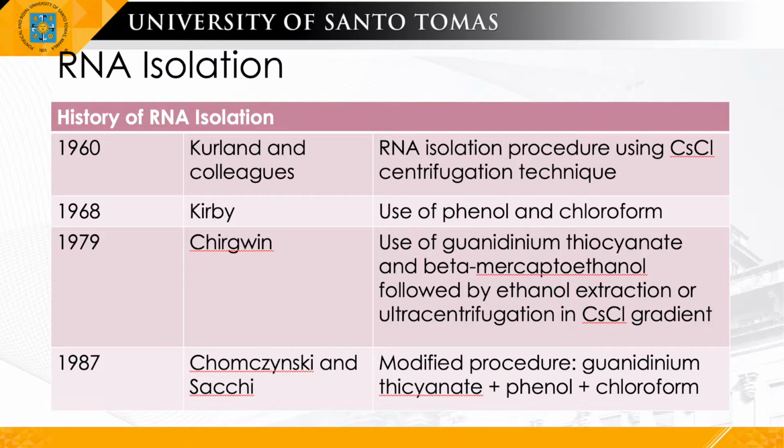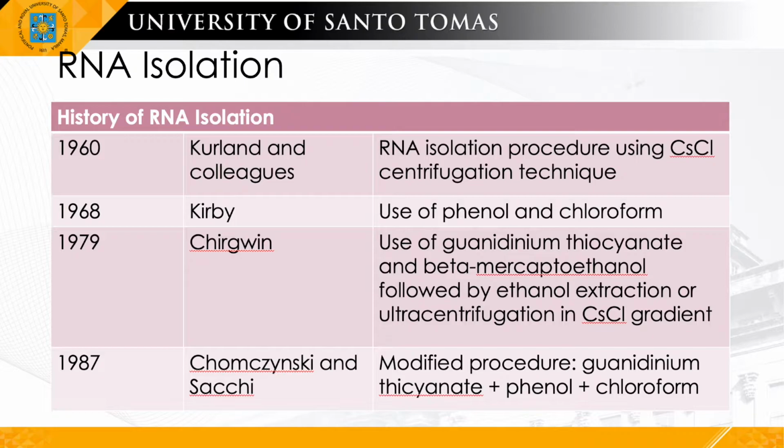So RNA isolation started in the 1960s. Karl and his colleagues were able to do an RNA isolation procedure using the cesium chloride centrifugation technique. This is a method for separating nucleic acids based on the difference in density, or the density gradient. They are run in a centrifuge at very high speeds, at 50,000 RPM, for many hours. This technique is already obsolete, or only a few scientists are using it. We have newer techniques of RNA isolation.